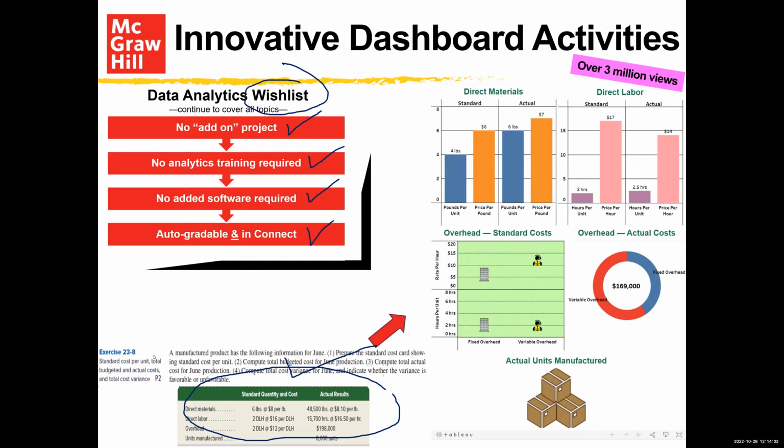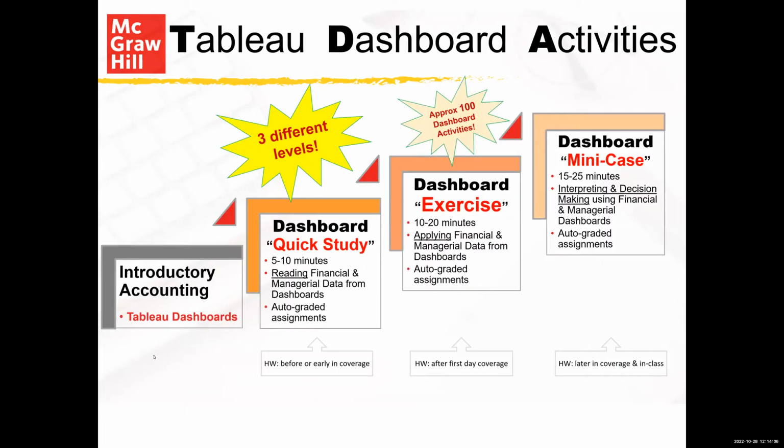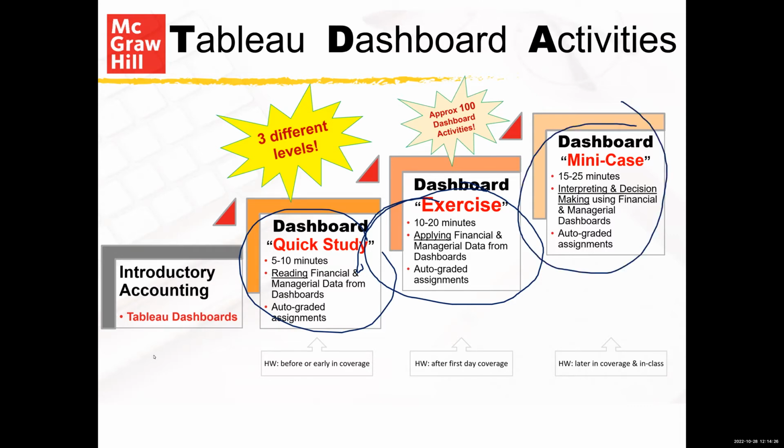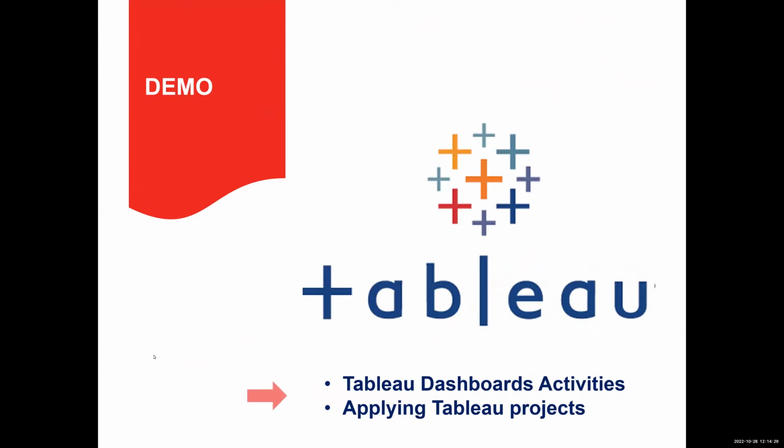And what we did from there is we started creating different assignments, and we created what we call 3 levels. We created quick studies, which are about 5 minutes in length, primarily focused on the student's ability to correctly read dashboards. We focused on students' ability in exercises to apply them. And we focused on mini cases, which involve interpreting and decision-making. Now, Jonathan's going to jump in and show you the actual application of these dashboards, namely in terms of activities and then projects. So Jonathan, I'm going to stop sharing, and you should be able to open it up.